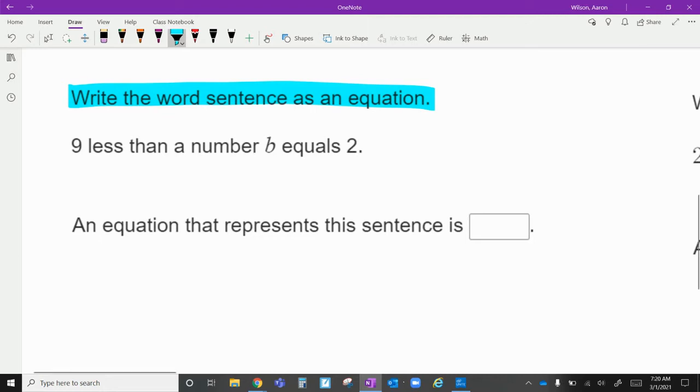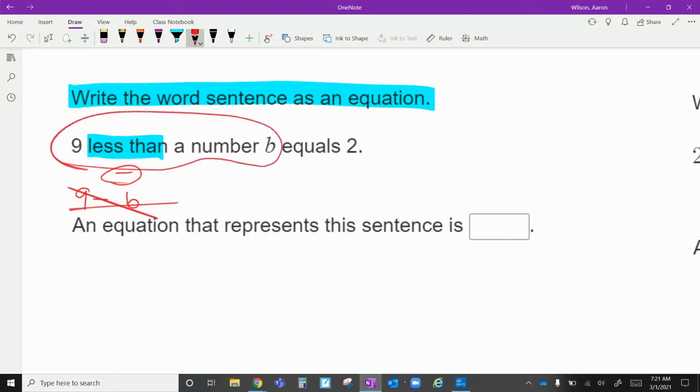So less than, hopefully we know that in this case, 9 less than a number indicates subtraction. But you have to keep in mind, this is kind of a tricky one, because 9 less than a number doesn't actually mean 9 minus b. That's what a lot of people want to put. The correct answer here is when you see 9 less than a number b, you actually throw the subtraction sign at the end of the expression. So 9 less than a number b is b minus 9.